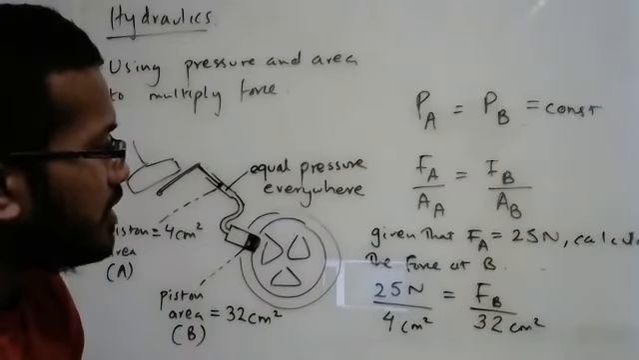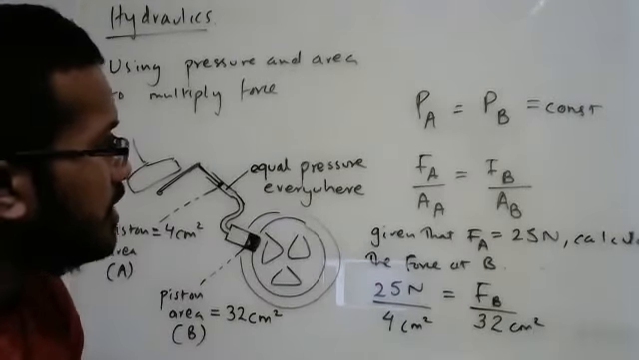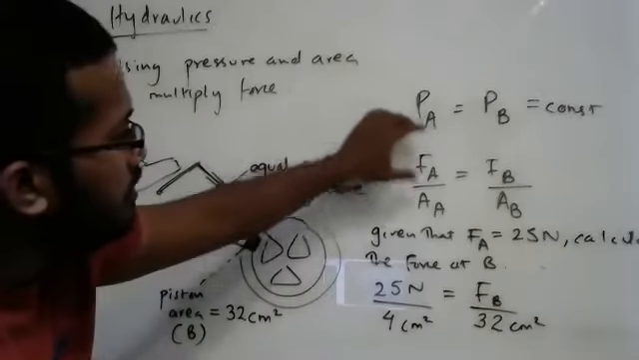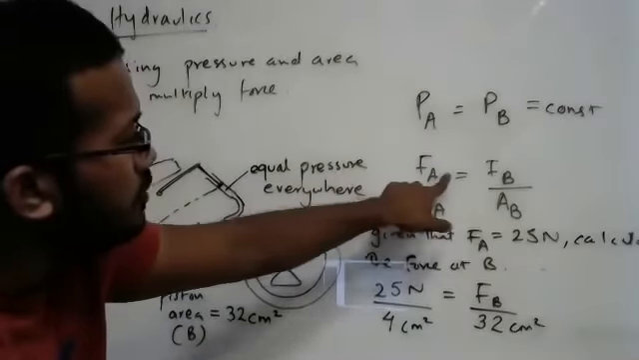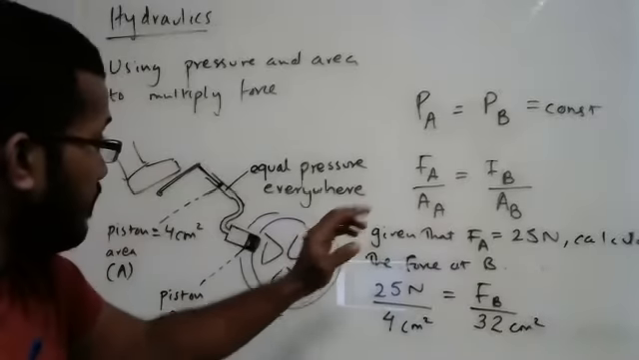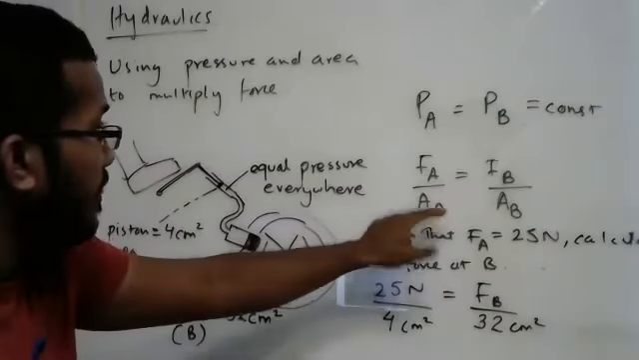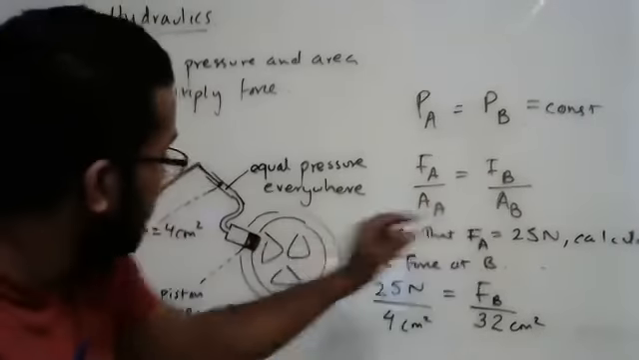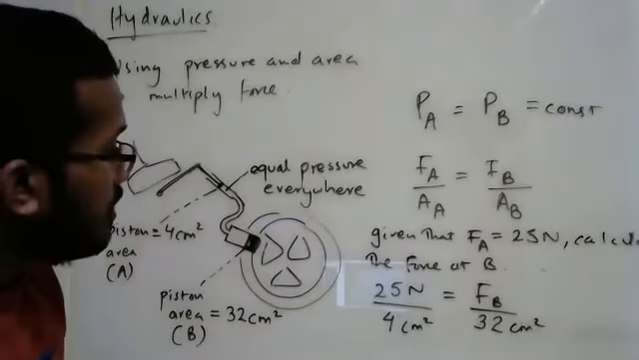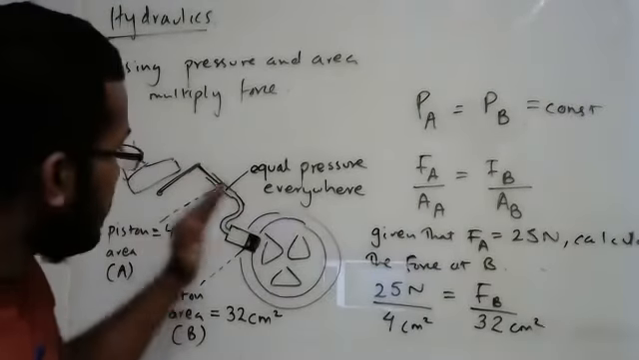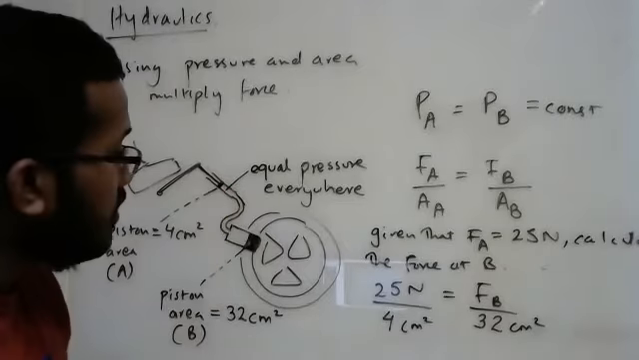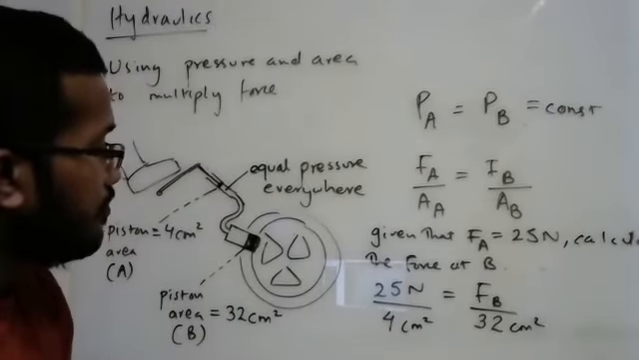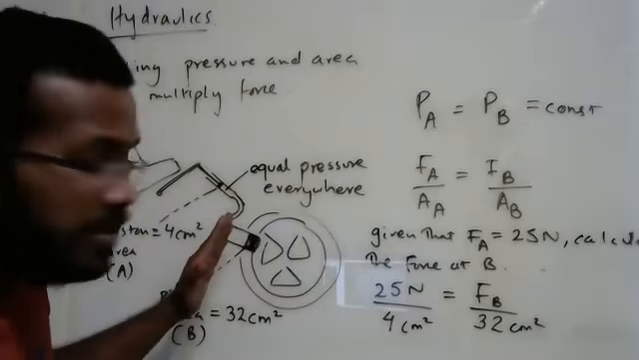While you are writing, I'll just quickly re-explain. So the pressures here and here are equal. Pressure equals force over area. So that's force at A divided by area at A. That's pressure at A. And pressure at B is force at B divided by piston area of B. So we are given that the person exerts a 25 Newton force. And we are supposed to find the force exerted on the brake shoe here.